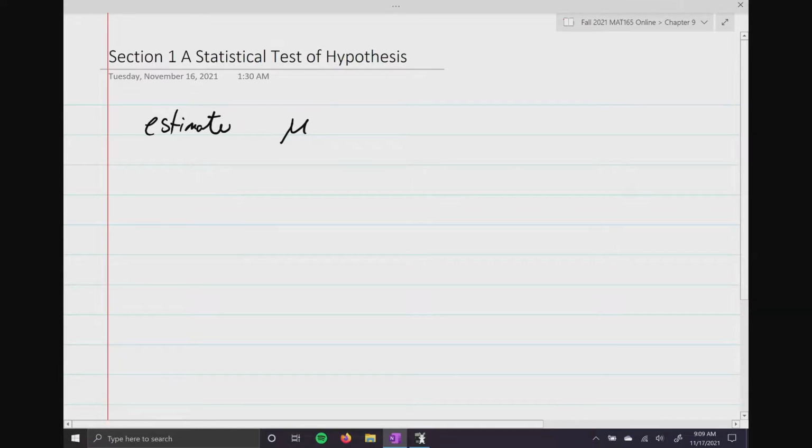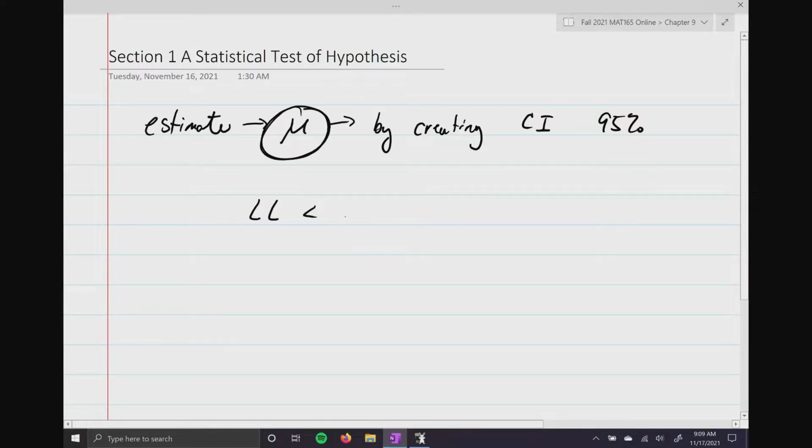let's call it mu. Okay. So we could estimate mu by creating confidence intervals. Okay. And we can do this with some amount of confidence, let's say 95% confident. And what we've learned was that this population parameter, although we didn't know the exact value, we knew that it would be between some sort of upper limit and then some sort of lower limit as well.